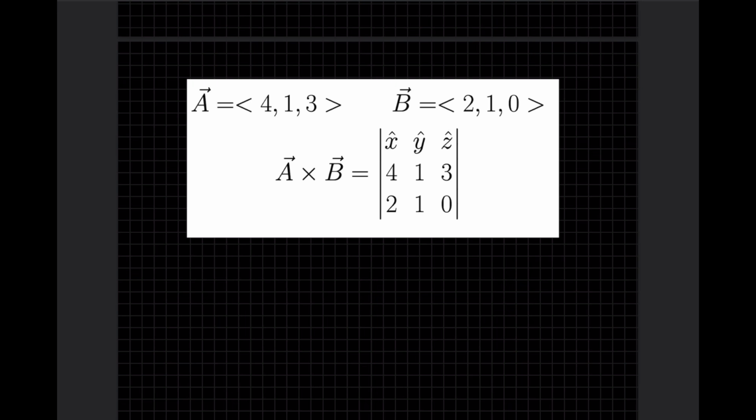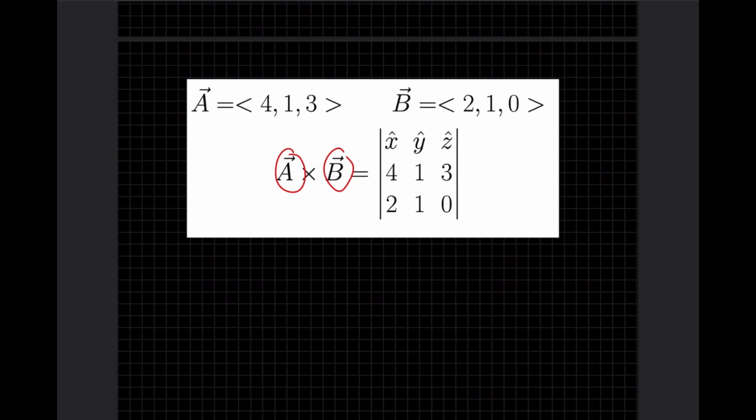In this video, let's take a look at taking a cross product of two vectors. In this case, we have the A vector with components 4, 1, 3, the B vector with components 2, 1, and 0. And when we take the cross product of these two, we form this 3 by 3 determinant with the coordinate directions in the top row, the first vector, the left-hand vector, in the second row, and in the third row, we have the right-hand vector.